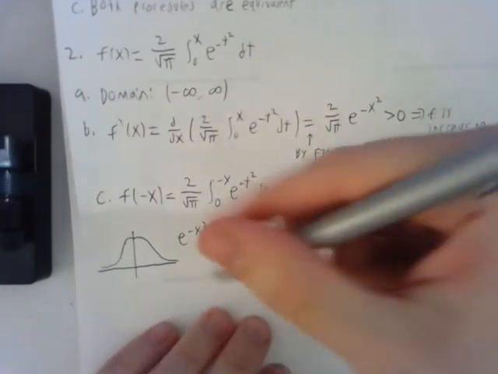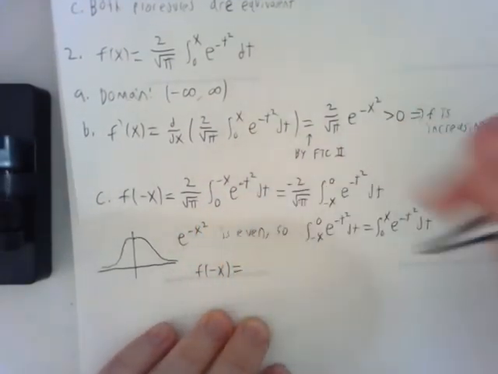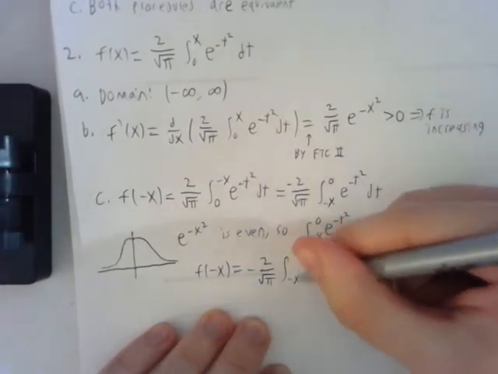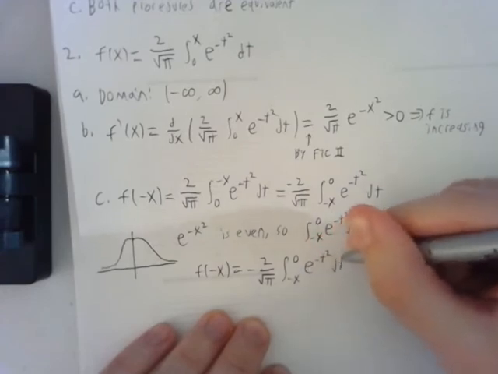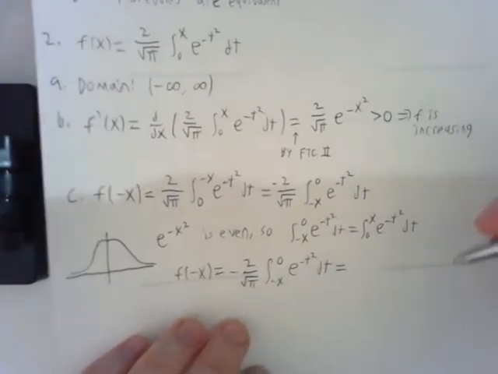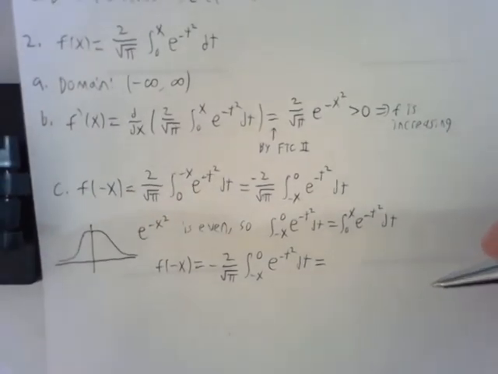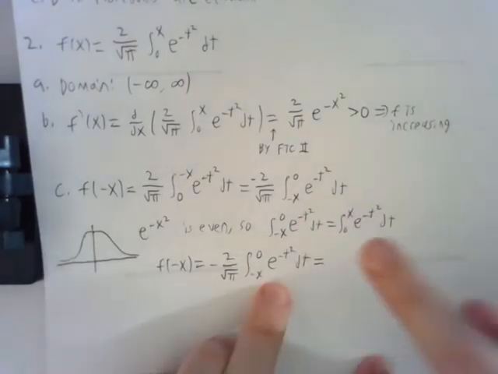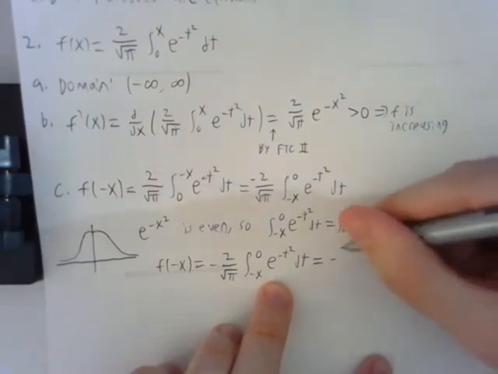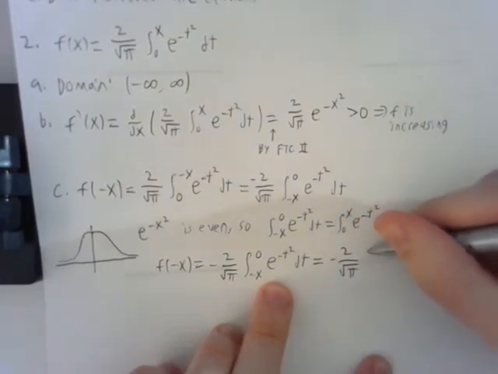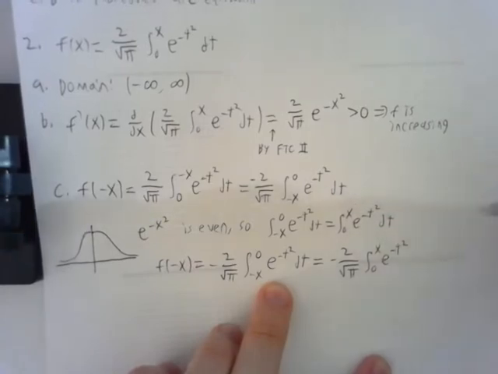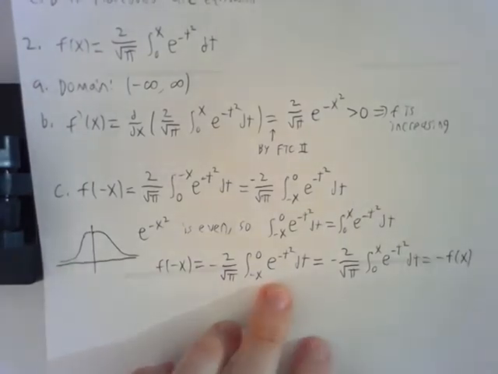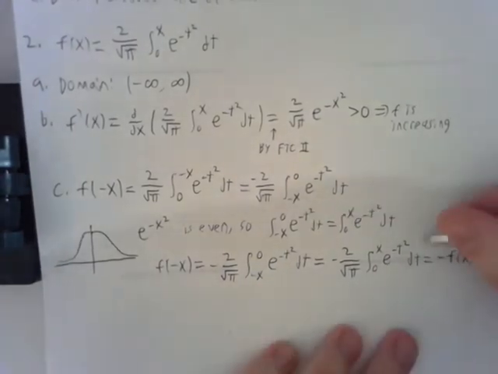So that means that f of negative x is equal to negative 2 over square root pi integral from negative x to 0 e to the negative t squared dt, just by carrying down what we had before. And this thing is equal to, let's see, right, if we use this equality here, then we'll get negative 2 over square root pi integral 0 to x e to the negative t squared dt, and this is just negative f of x. So this means that f is an odd function.